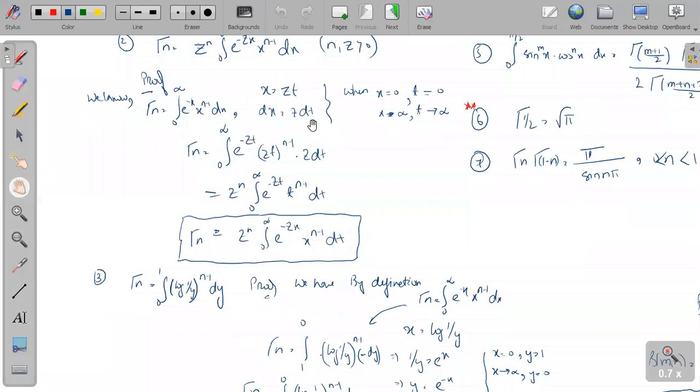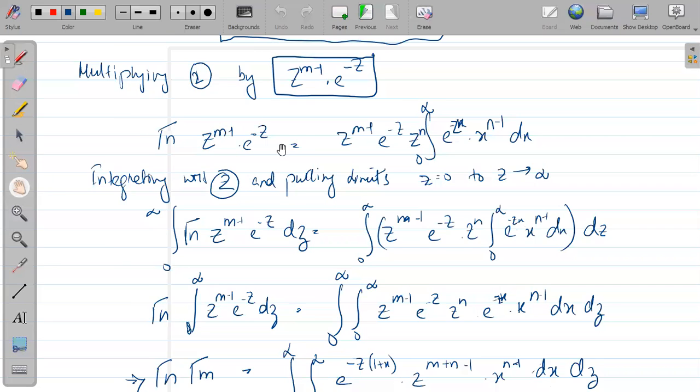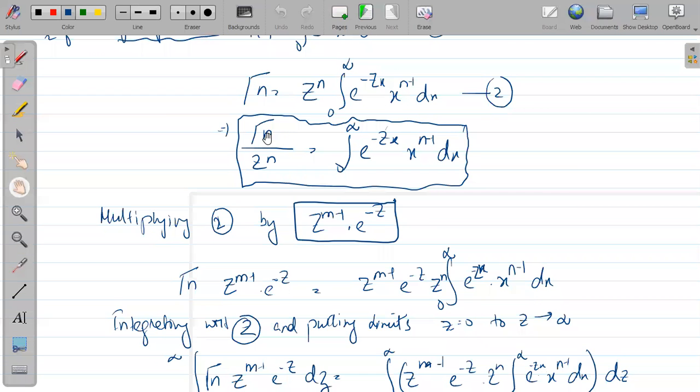Not here. Okay, fine. Here only it is. Observe here. What is gamma n? What is the variable? The integrating variable is x only. Z is a constant quantity here: e to the power minus zx, x to the power n minus 1. I am writing it like this: e to the power minus zx, z constant, integrating variable is x.